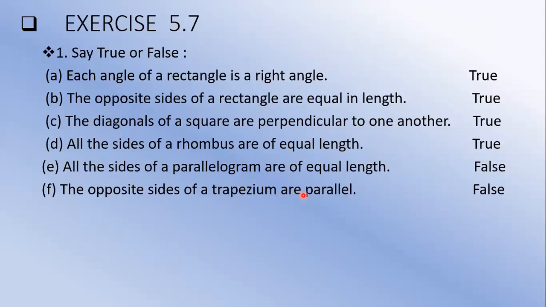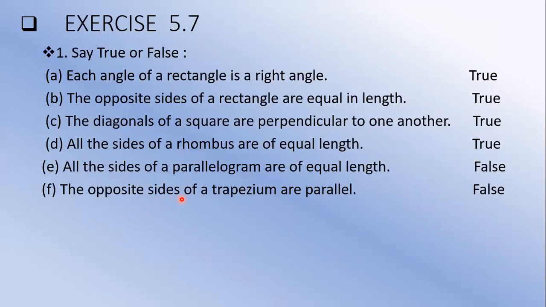The opposite sides of a trapezium are parallel. No, in a trapezium, two pairs of opposite sides are there. In that only one pair is parallel, not both the pairs. Only one pair of opposite sides is parallel. This also we have to consider as false only. Here it is given opposite sides, not both pairs of opposite sides, only one pair. So we have to write it as no.